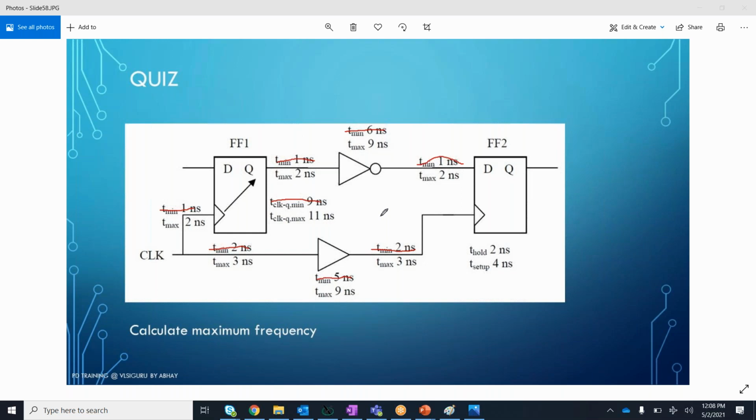It should be greater than 50 megahertz. Frequency should be... okay, let me explain. So go with the formula, the basic thing. Setup slack is equal to required time minus arrival time.